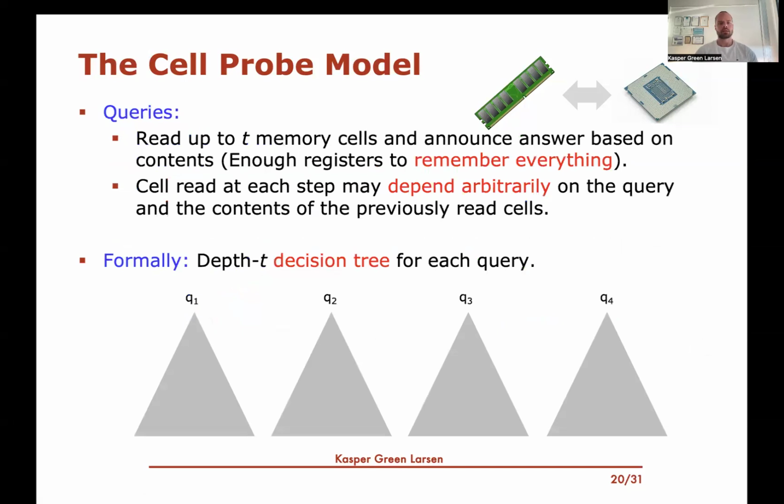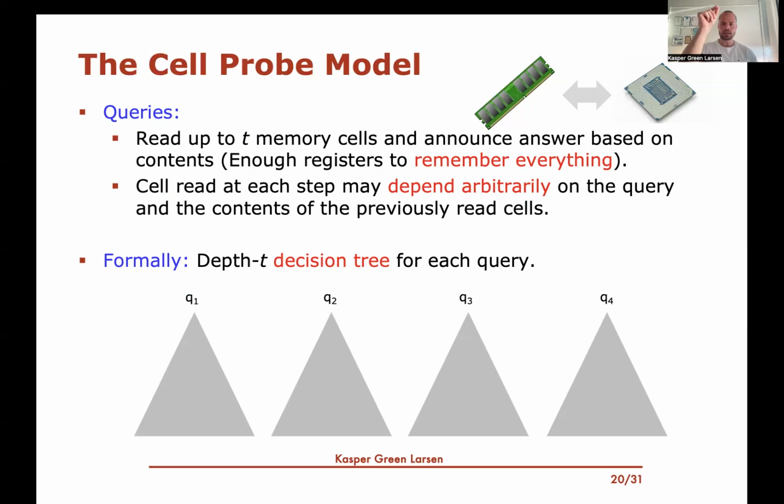So again, the data structure, a static data structure, has such a decision tree for each of the possible queries. So all the possible queries can have their own decision tree. And really, these decision trees live up to this definition that you read t cells on a query. That corresponds to following a path down the tree. And then you announce your answer based on everything you've seen.